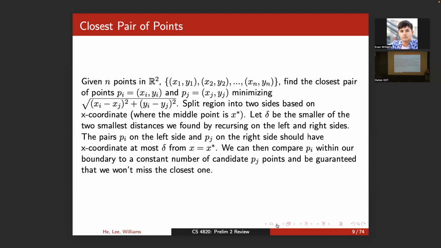You don't have to assume they're integers or anything, and this would be true. Any distance: if the closest pair of points on the left side is delta apart, then if you had more than 12 points, or some constant number of points, they would have to squeeze together such that now two pairs of points are closer than delta.